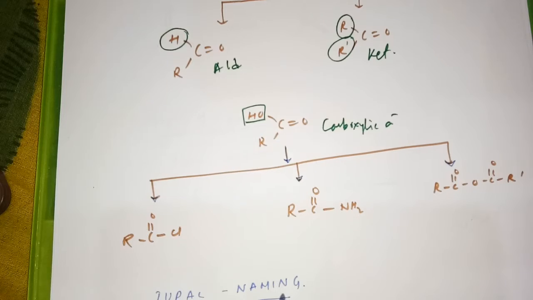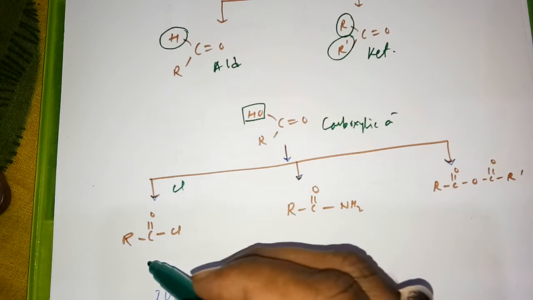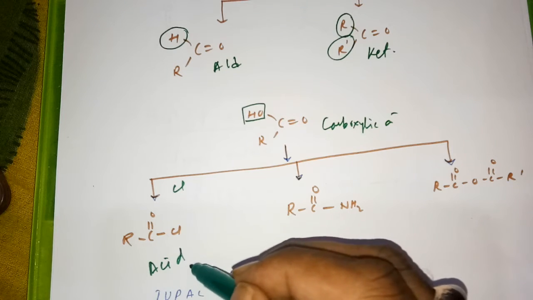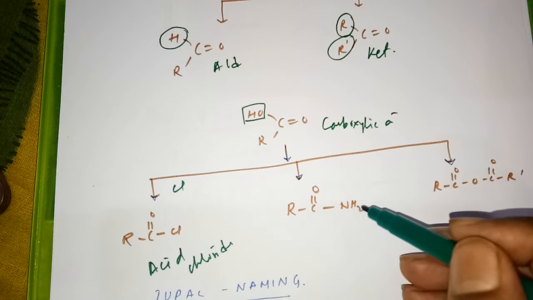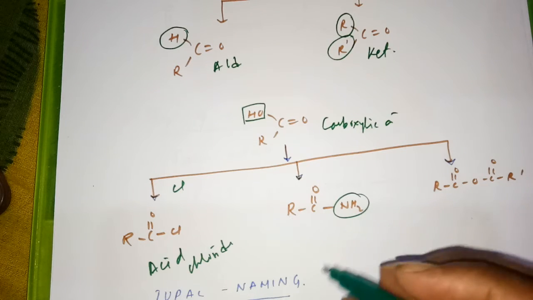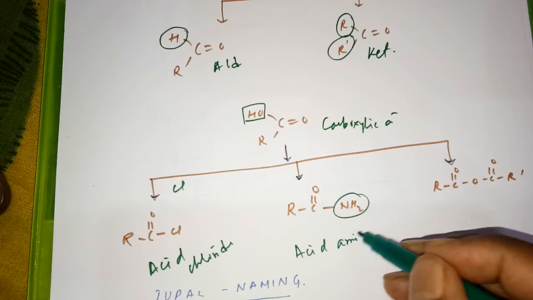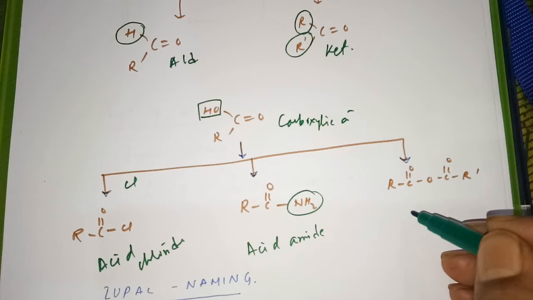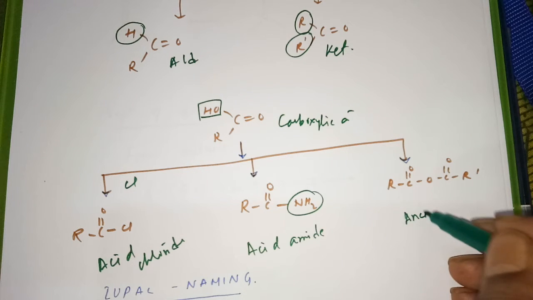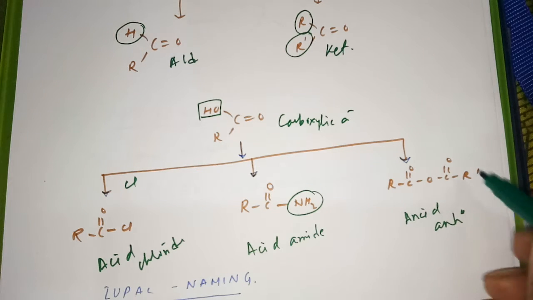Now carboxylic acid OH can be replaced by Cl, so it is called acid chloride. Then OH can be replaced by NH2, then that becomes acid amide. So this is acid anhydride. Your this part is replaced by OCOR.